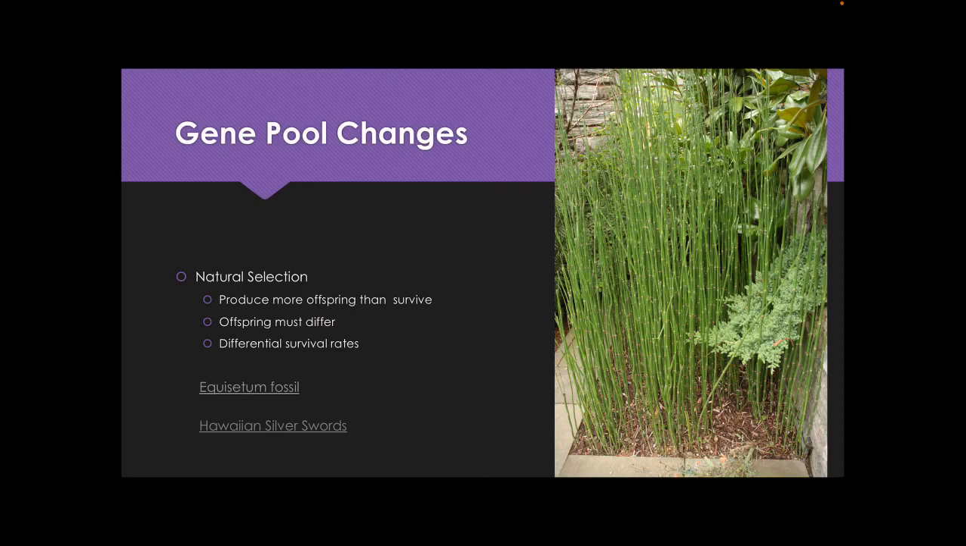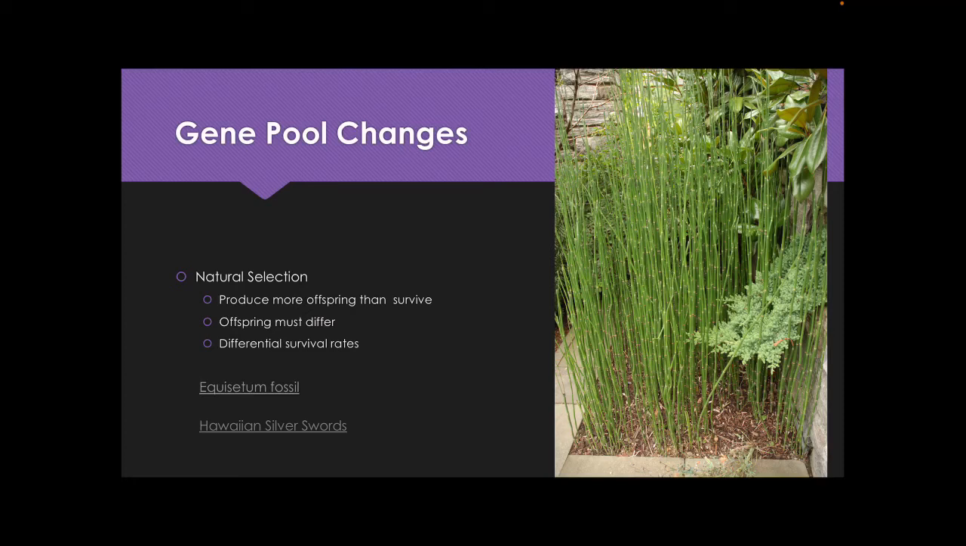Right? Natural selection works when the organism produces more offspring than are capable of surviving. In other words, not every offspring is going to survive. The offspring must differ a little bit. Maybe one's a little faster, one's a little slower, one's a little stronger. Think of the differences that humans have. And you have to have differential survival rates, meaning not every baby will survive every time a litter happens.